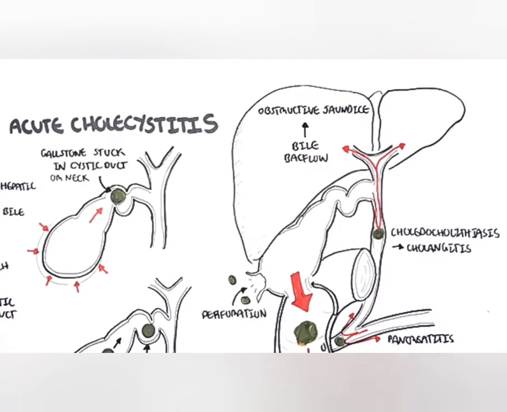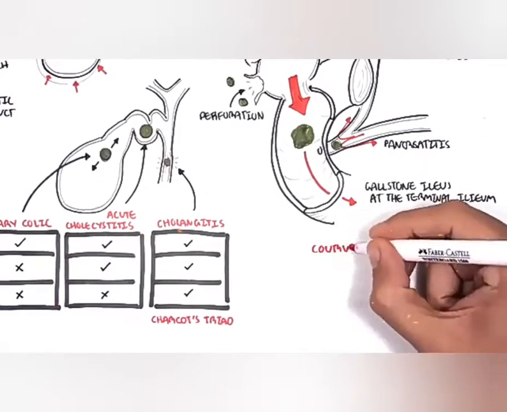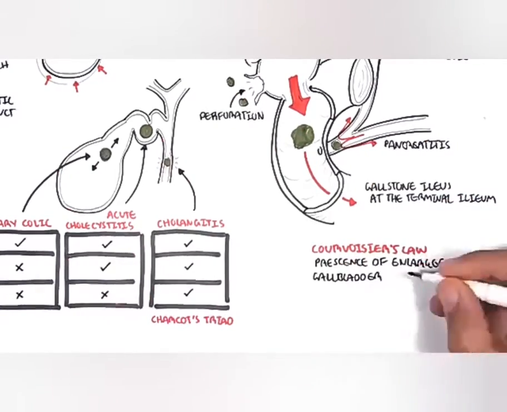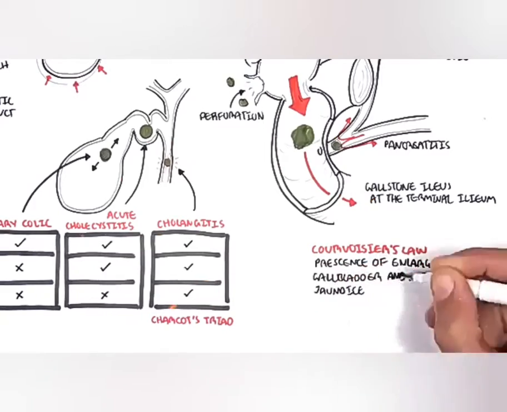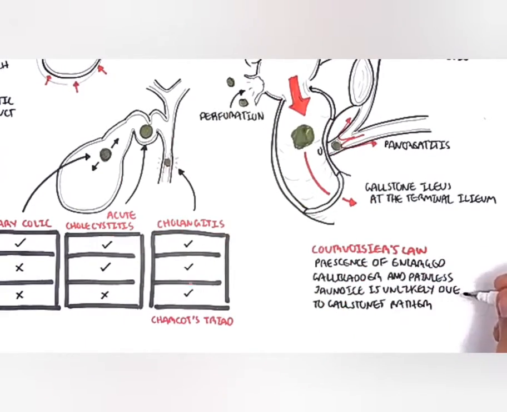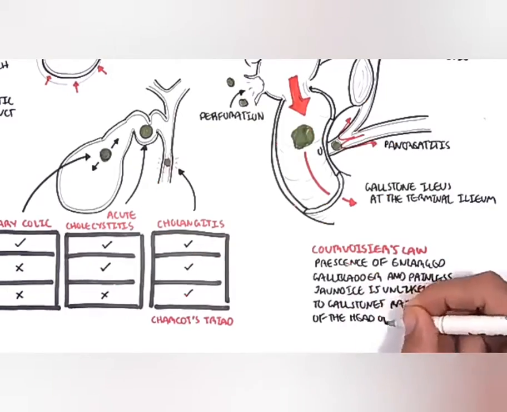On a side note, there's something called Courvoisier's law. Courvoisier's law essentially says that the presence of an enlarged gallbladder with jaundice is unlikely due to gallstones, rather carcinoma of the head of the pancreas.